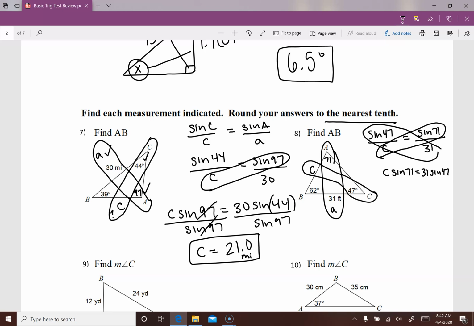I'm going to divide by sine of 71. And that's going to cancel out right here. And I'm left with a C that's equal to 31 sine 47 divided by sine of 71. And that's equal to 24. And since we're rounding to the nearest tenth, I'm going to go 24.0. And we are talking about feet here.